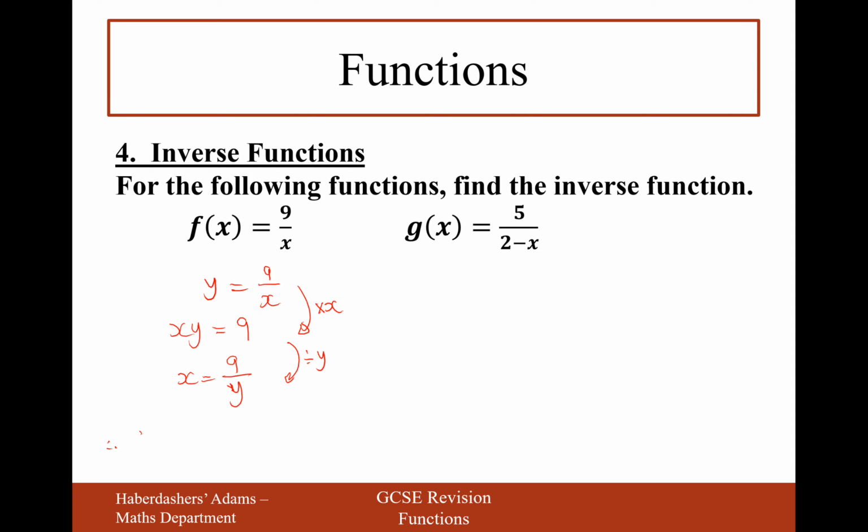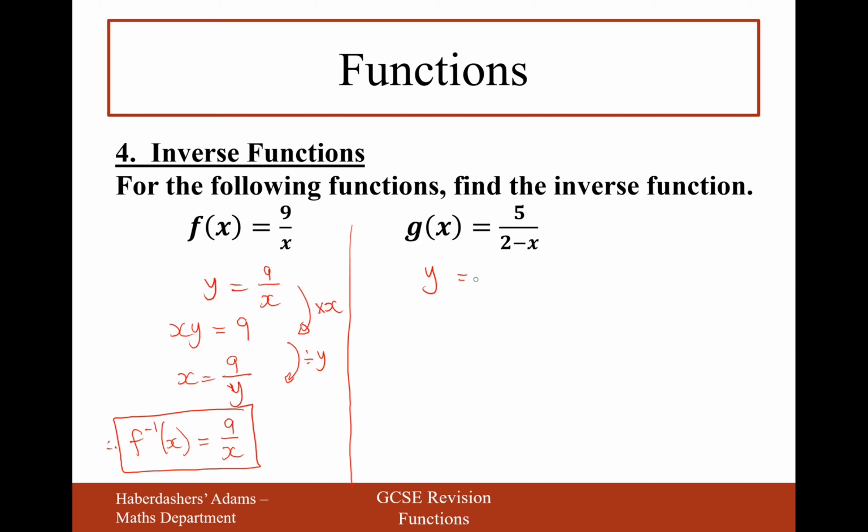So therefore, the final answer to this question is f inverse x equals 9 over x. And there we are, that's the answer to that question. And notice how it's a self-inverting function. You can see 9 over x here, 9 over x here. It's just a pattern of these types of functions. Won't necessarily be true for this one.